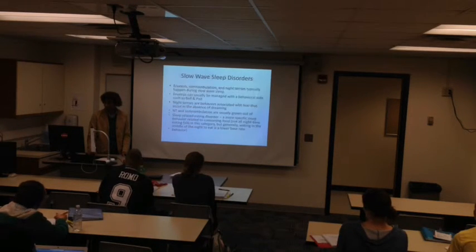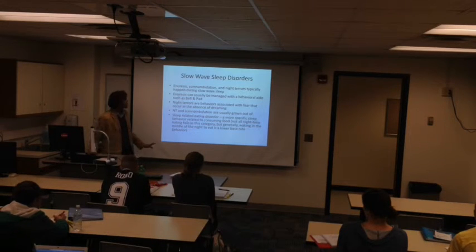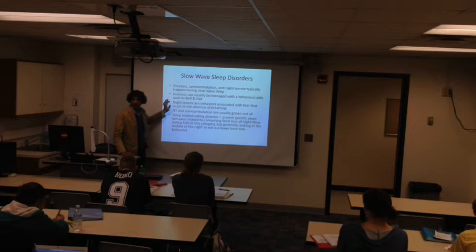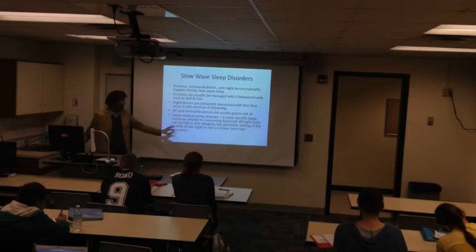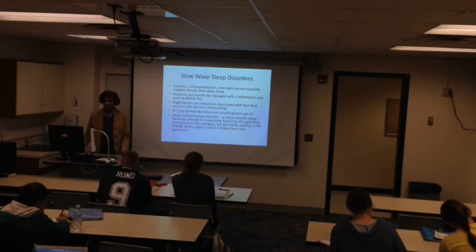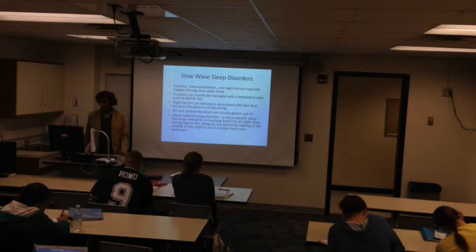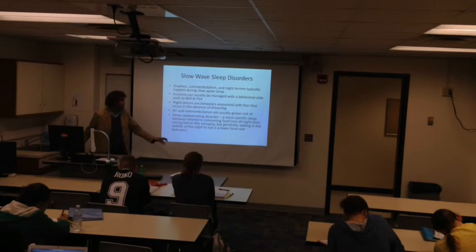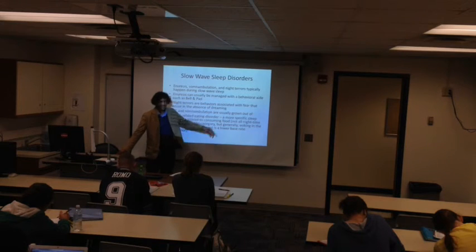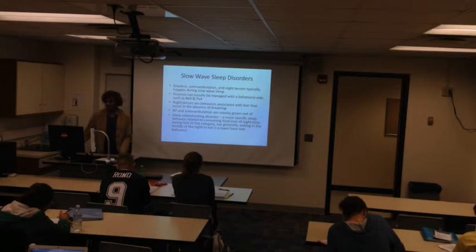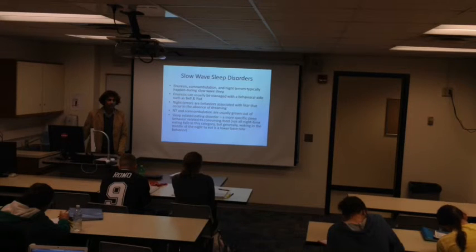There are also some slow wave sleep disorders. We talked about, remember, stage 3 and 4 are slow wave sleep. Enuresis, for instance, wetting the bed, is a slow wave sleep disorder. It primarily happens during stage 3 and 4 sleep. Somnambulation, sleepwalking, night terrors. Night terrors have physical manifestations that look like fear responses, but there's no dream that's happening.